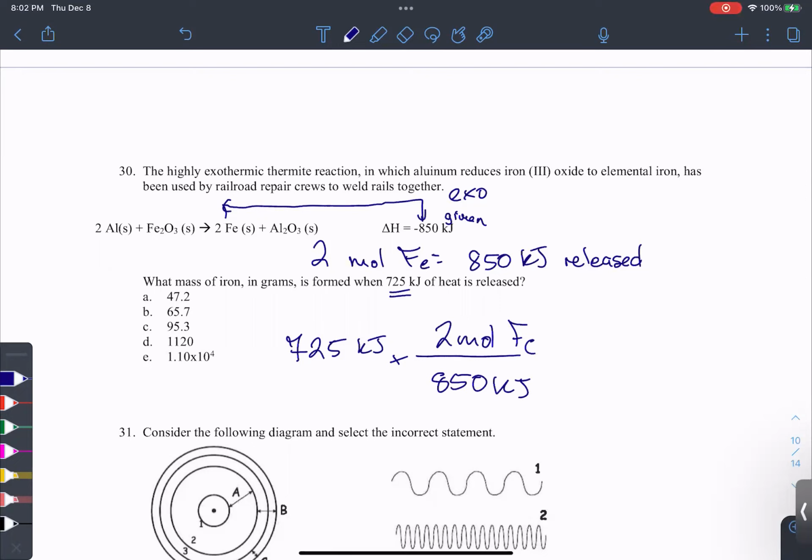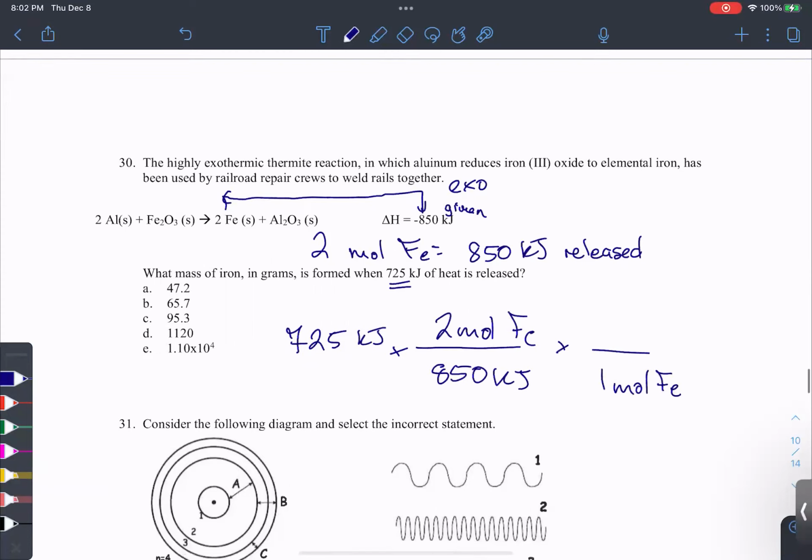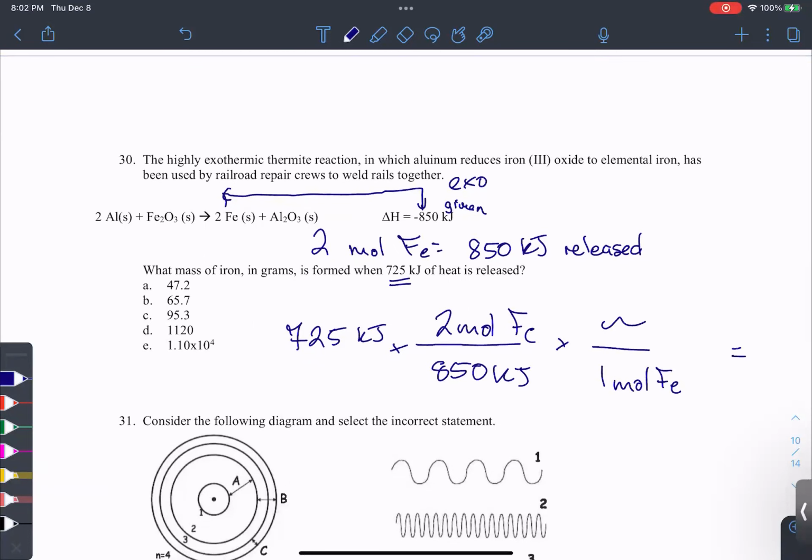All right, am I done? No, I want mass. So I need to do what? Molar mass. Yeah, just like always. All right, and so molar mass, 1 mole of iron is, I don't know, something. And then there's your answer. Okay, whatever. Good? All right.